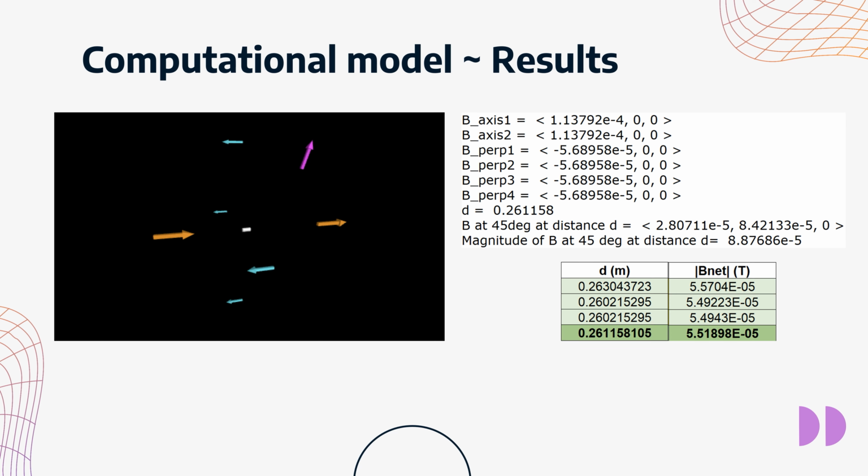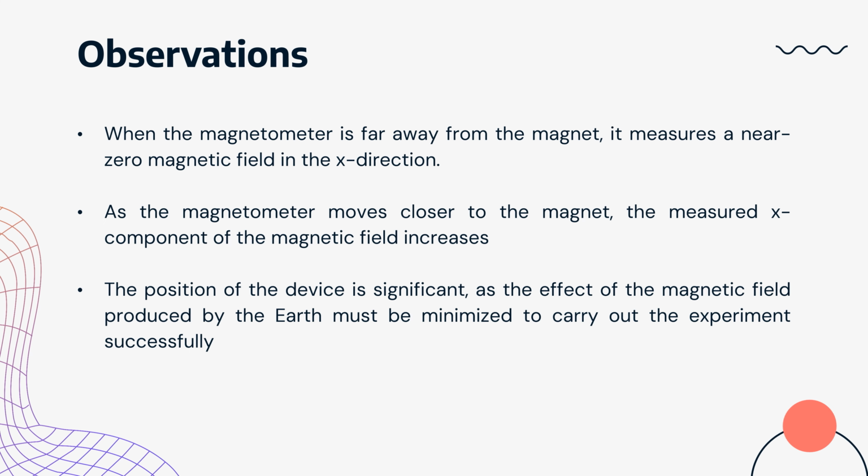It is clear when comparing the magnetic field magnitude at 45 degrees at a certain distance that the magnitude calculated by the computational model differs significantly from the magnitude shown in the tables, which is the magnitude obtained experimentally. Some observations include that when the magnetometer is far away from the magnet, it measures a near zero magnetic field in the x direction, and as the magnetometer moves closer to the magnet, the measured x component of the magnetic field increases. The position of the device is significant, as the effect of the magnetic field produced by the Earth must be minimized to carry out the experiment successfully.